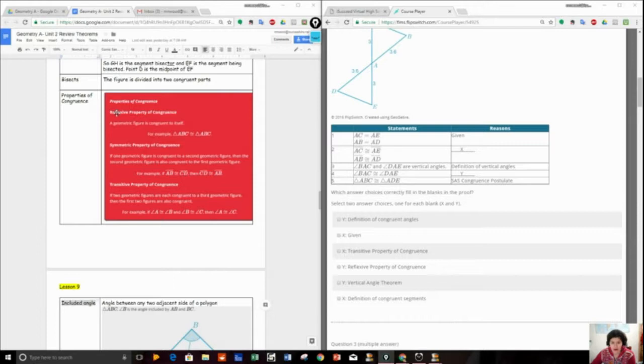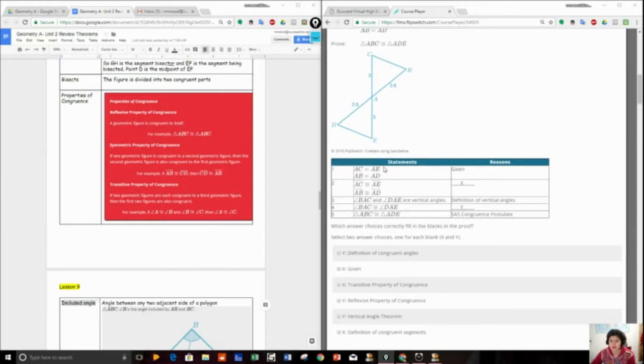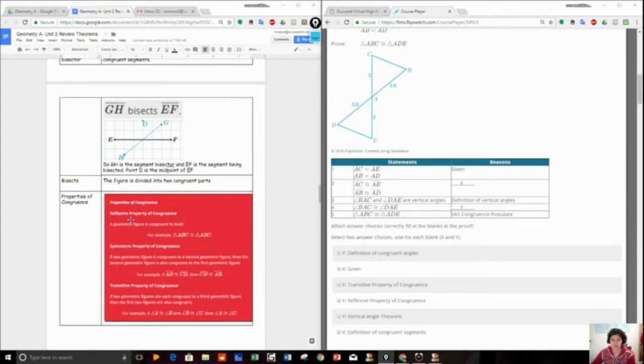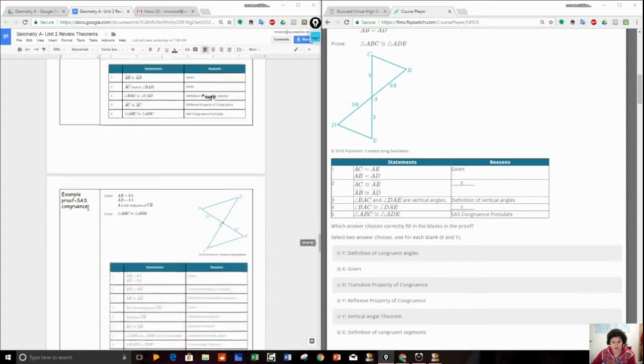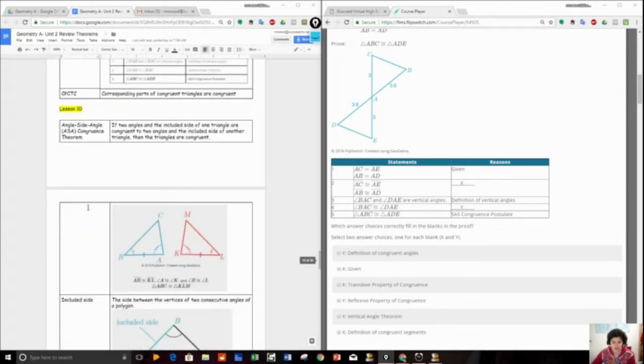The reflexive property of congruence says a geometric figure is congruent to itself. Well, we weren't talking about geometric figures, so it's not going to be the transitive property of congruence. X, was it given? No, it was given that the length of those sides were the same, but it wasn't given that the segments were congruent. So then the last option is definition of congruent segments, and let's scan to see if we can find a definition for congruent segments.